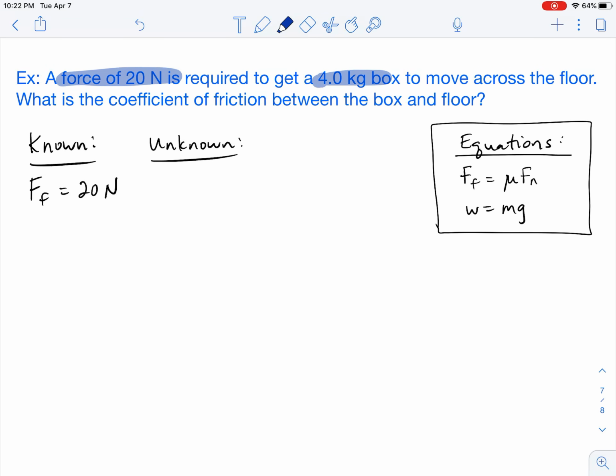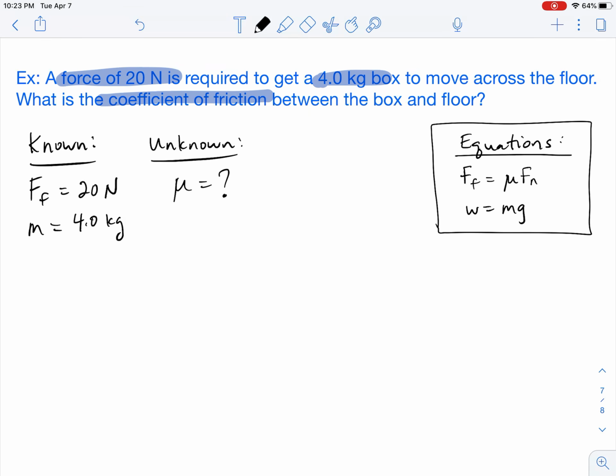We also have a 4 kilogram box, so that would be our mass, 4 kilograms. And once again, what is the coefficient of friction? That's what we are solving for. So we are finding our mu value. So that's what this little letter is. It's a Greek letter called mu, and it represents the coefficient of friction.